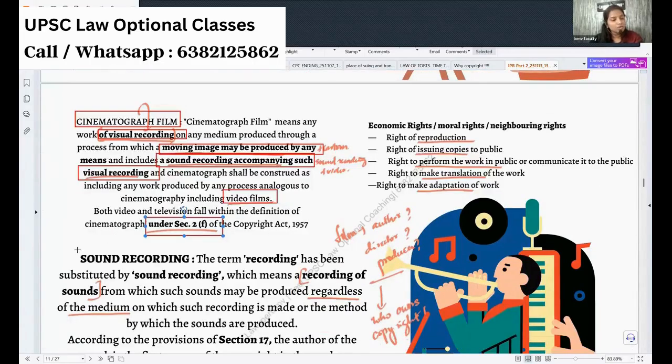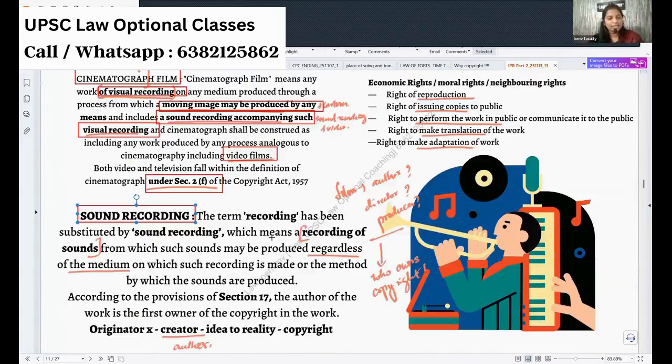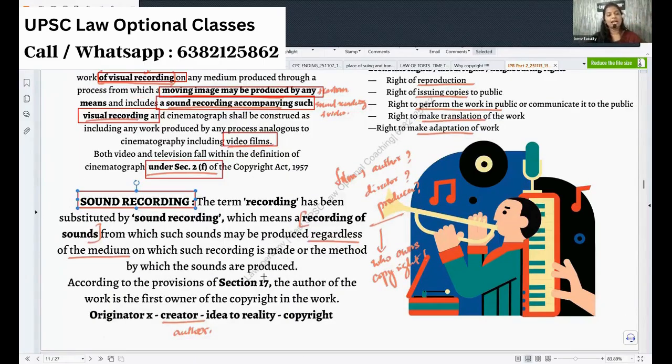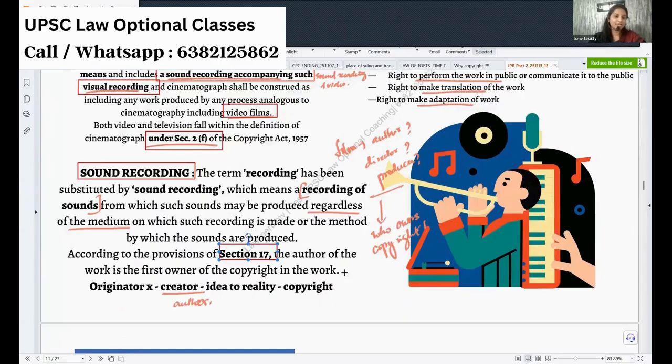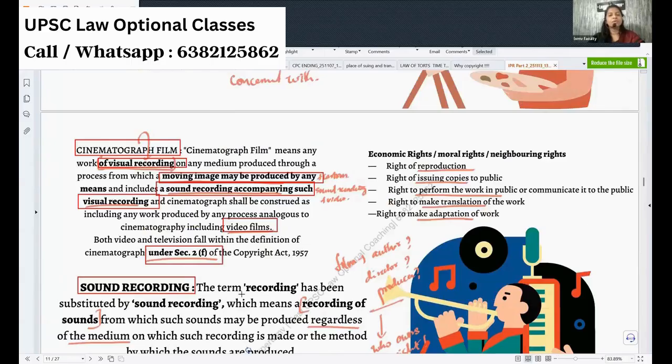Now, coming to sound recordings. It is not the visual recordings. It is the hearing one, sound recordings. So, any sound recording means recording of the sound in any medium, be that matter. It is called a sound recording and it is protected under section 17. The original creator, which is the author, will have the right. So, all these things we saw are the subject matters of the copyright.